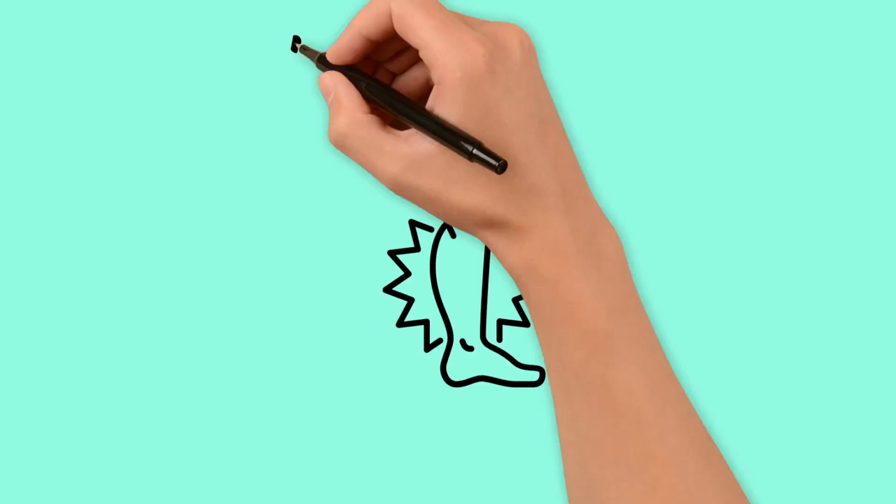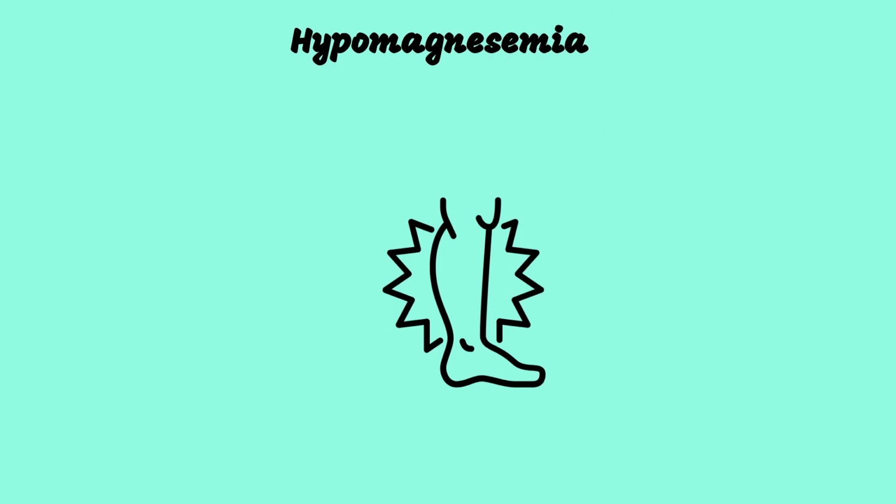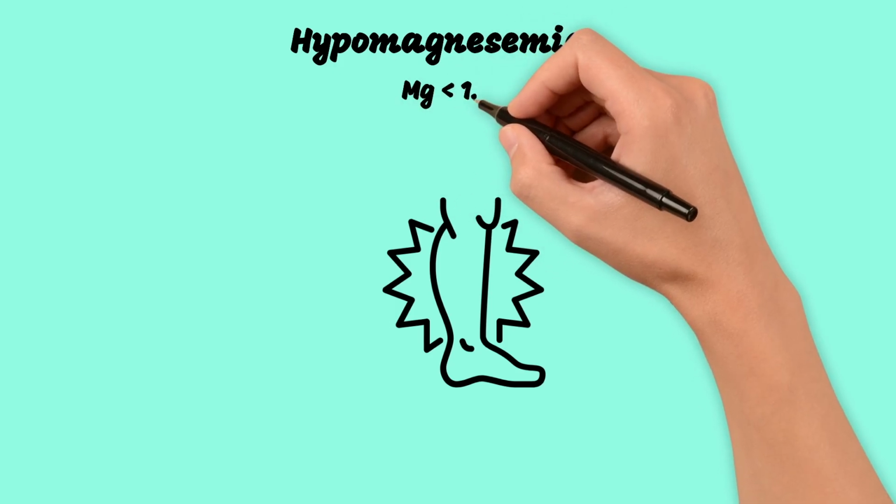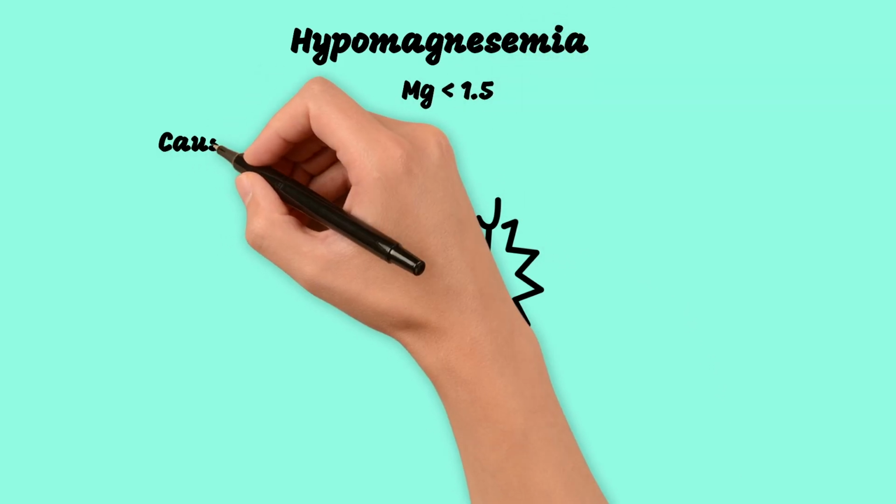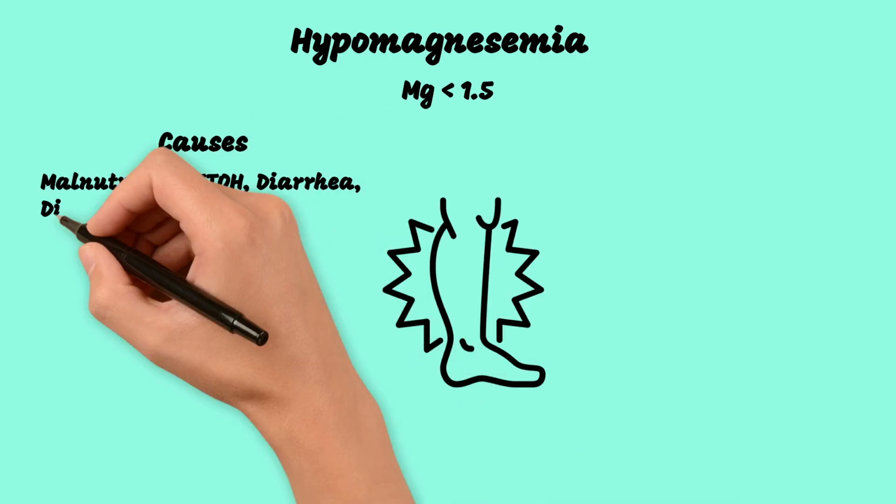Moving on to hypomagnesemia. This is a mag level less than 1.5. Some causes include malnutrition, alcoholism, diarrhea, diuretics, hyperaldosteronism, and hyperparathyroidism.